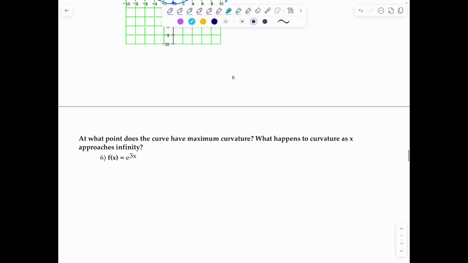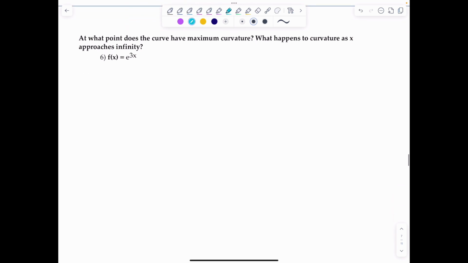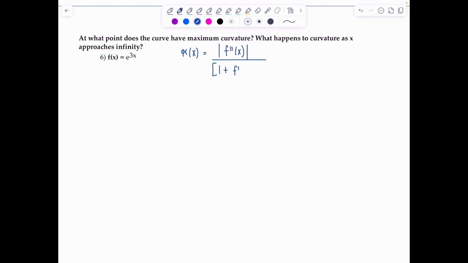Next question, probably the most difficult one on the exam. At what point does the curve have maximum curvature? And what happens to curvature as x approaches infinity? In this case, f of x equals e to the 3x. So our formula for curvature when you're given a function of x is the absolute value of f double prime of x over 1 plus f prime of x squared, and this is all raised to the 3/2 power.